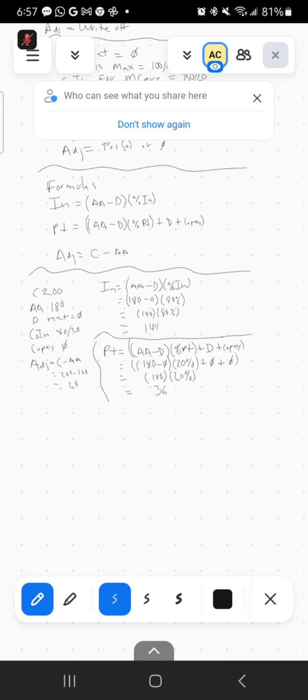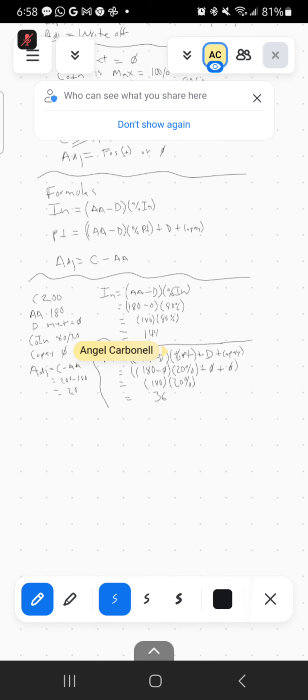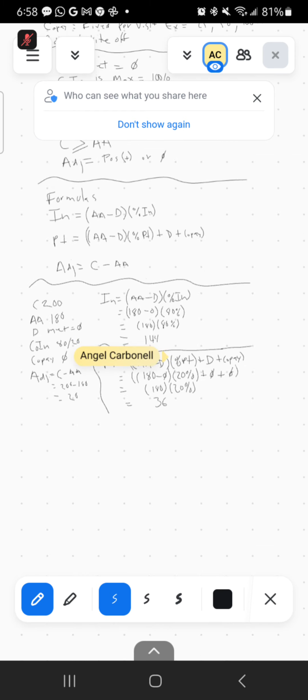So those are 3 questions that they can ask the day of the exam in any given exercise. Technically, you are only going to do 1 for each question. So this will be technically 3 questions. What is the adjustment? What is the patient responsibility? What is the insurance responsibility?